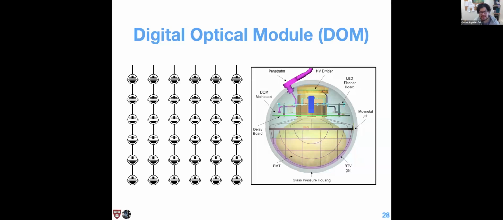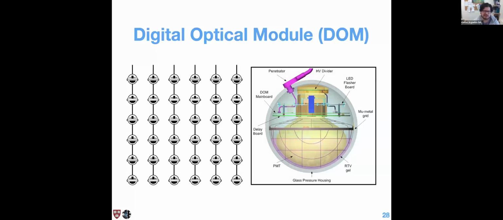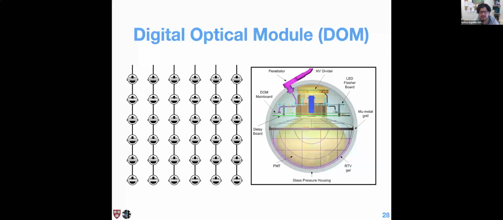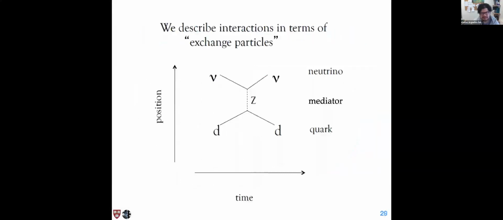They are digital in that in prior designs, the photomultiplier signal was carried through the cable all the way to the surface. What is new about the IceCube design, and this was a breakthrough when it was built about 20 years ago, is that the signal is digitalized in situ in the optical module, on the board, and then a digital signal is sent out through the cable. And these digital optical modules, or DOMs, are arranged on a grid, as I was describing earlier.